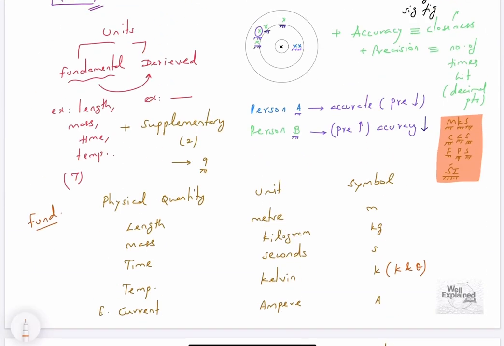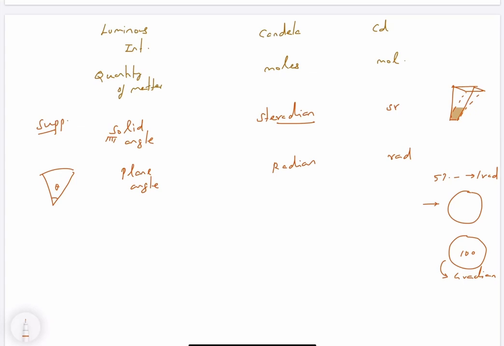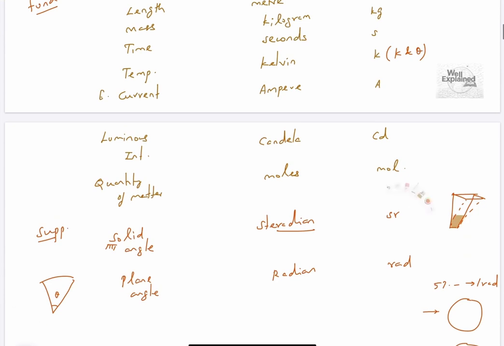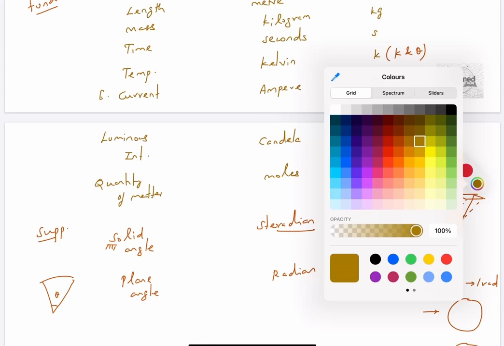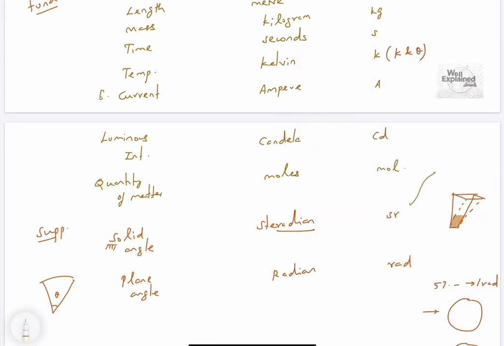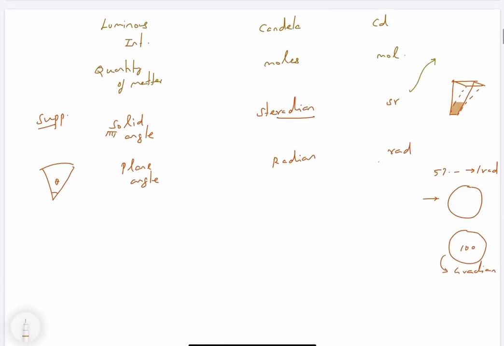What about the derived ones? Derived ones are nothing but those which come from the fundamentals. Like these, you'd be using as bricks to build the home. And for that, you have a lot of other quantities to be said. Also, just one small thing which I noticed. Yeah, there are formulas for solid angle and plane angle.